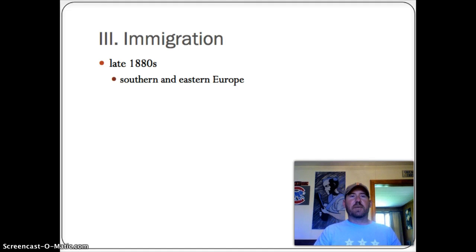All right, the last thing we're going to deal with in this is immigration, for time purposes. You need to be able to differentiate between old and new immigration, and you'll have a chart based on that in class. During the late 1880s, you see a new wave of immigration come in. It's different from the old one. Remember, old was German and Irish. This one is concentrated more on Southern and Eastern Europe: Italy, the Balkans, Greece, places like that.